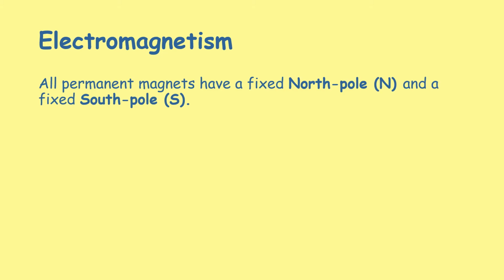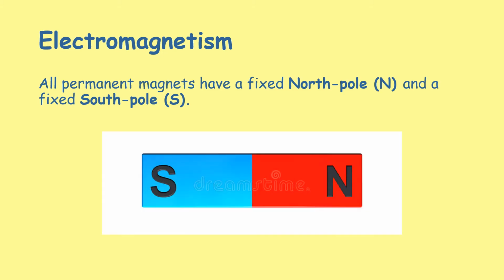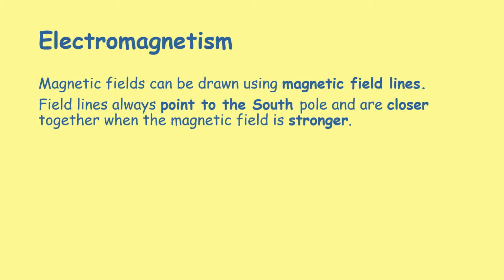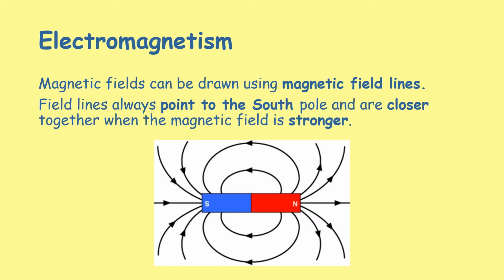All permanent magnets have a fixed north pole and a fixed south pole. Magnetic fields can be drawn using magnetic field lines. Field lines always point to the south pole and are closer together where the magnetic field is stronger.